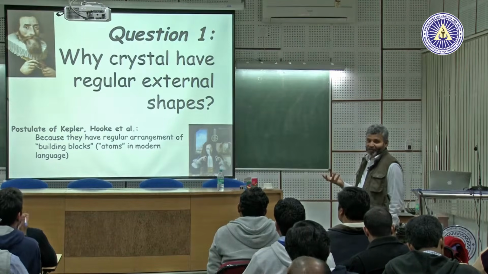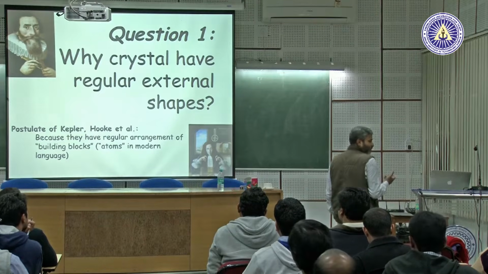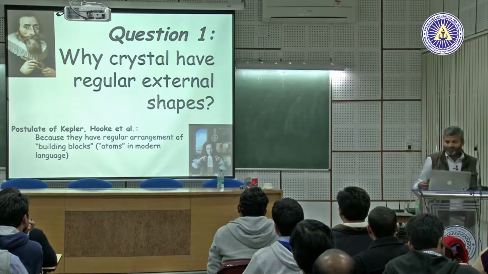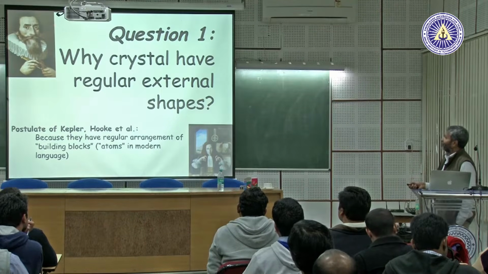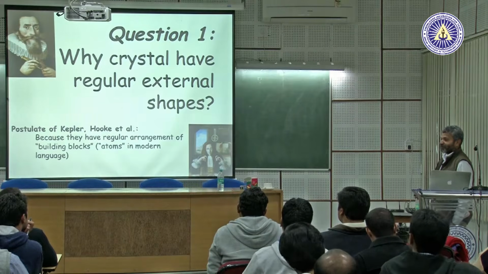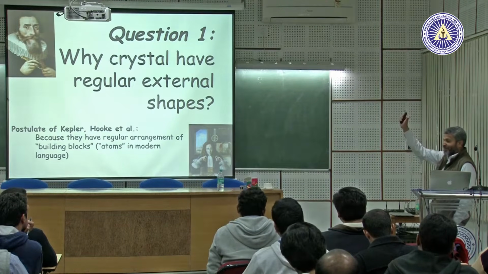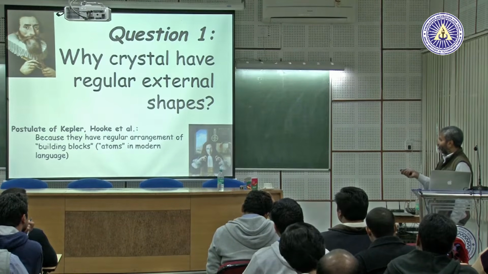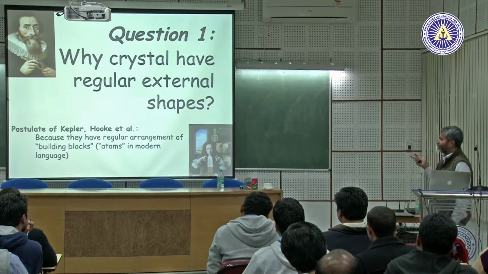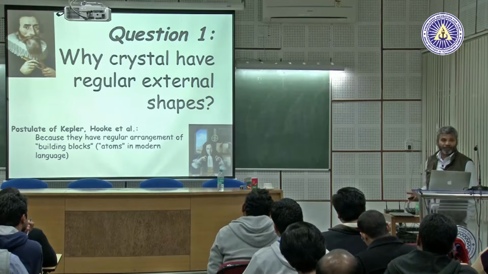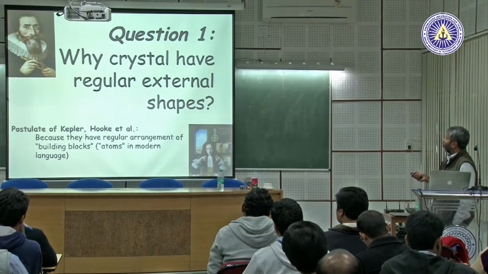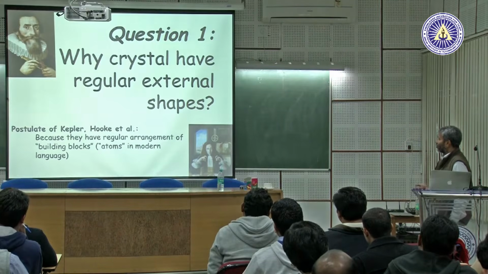It attracted the greatest of minds. On the top there is Kepler of the astronomy fame. So, we think that Kepler only studied heavenly bodies. No, he also studied things at the ground level, the structure of crystals, and was one of the first persons to postulate on why crystals have a regular external shape.